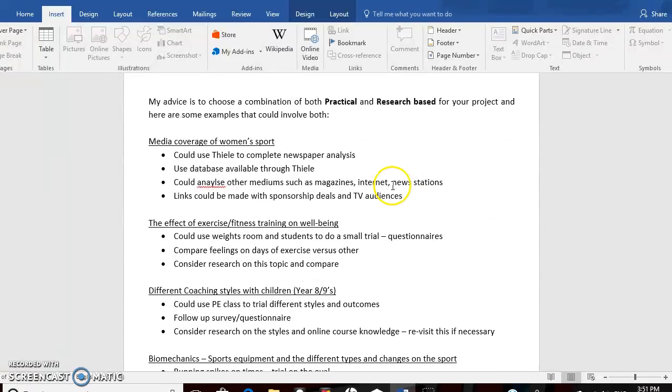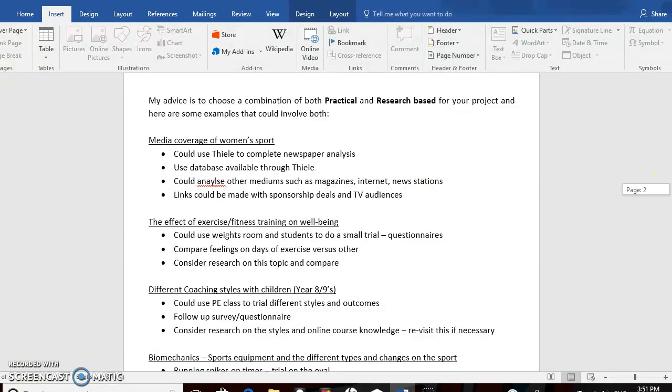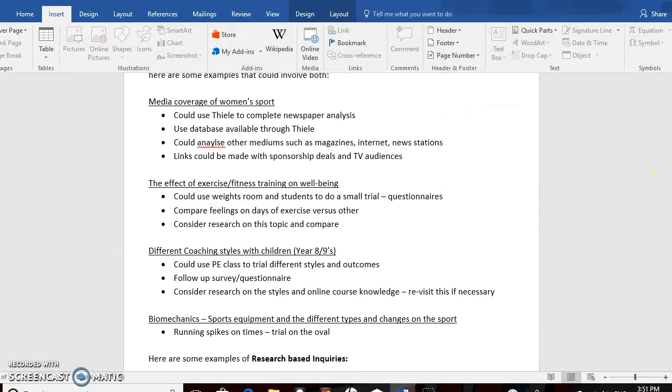Page 2 more or less talks a little bit about a few tips on what I think that they could look like, and these are based on some of the things that the kids have done. But I'm suggesting that a combination of both prac and research will be the best way for you to hit your word count with some quality stuff in there to get you in that higher grade band. Okay, so I've given a few examples here of what they could look like.